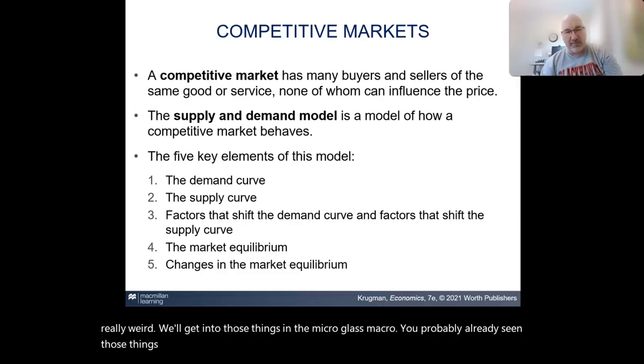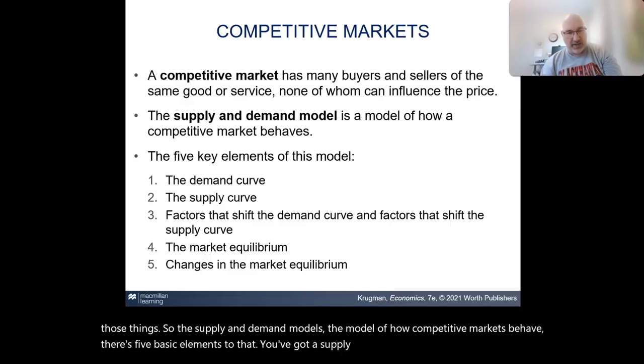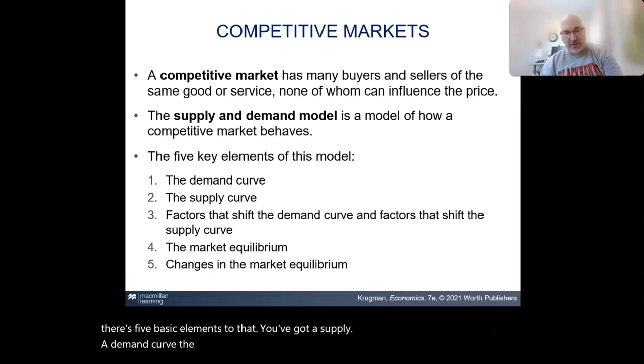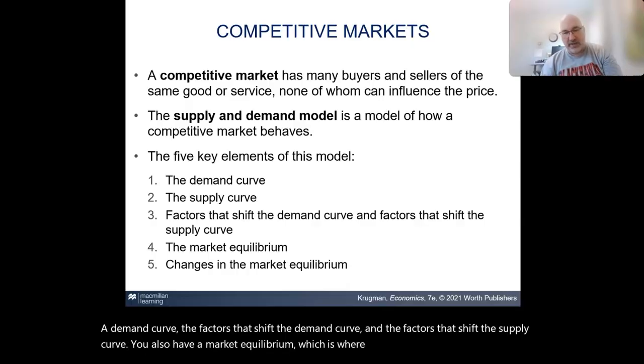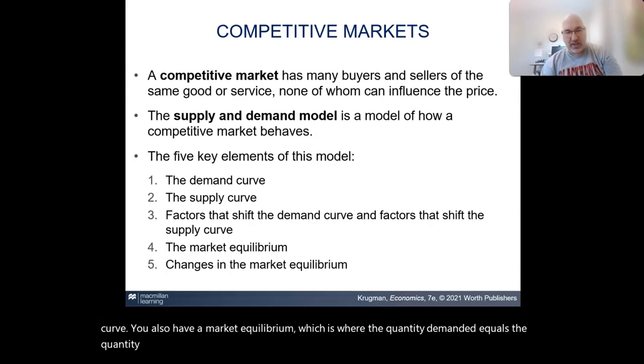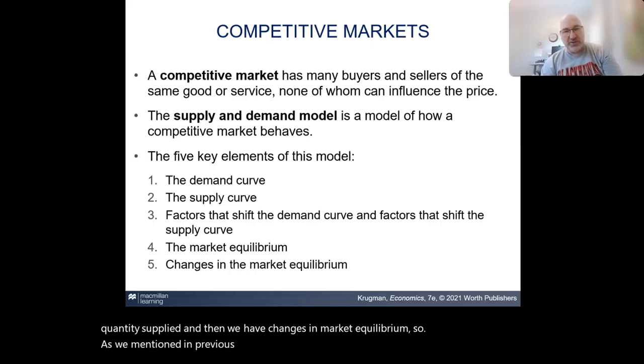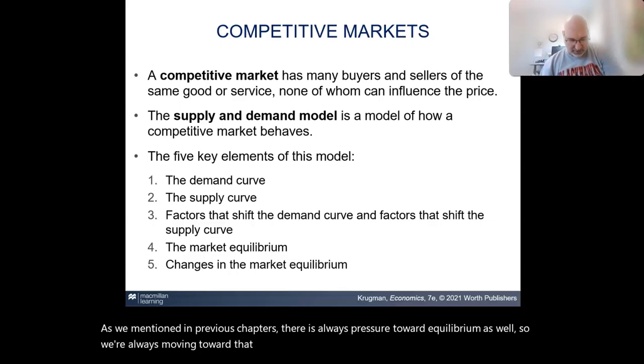The supply and demand model is the model of how competitive markets behave. There are five basic elements to that. You've got a supply curve, a demand curve, the factors that shift the demand curve, and the factors that shift the supply curve. You also have a market equilibrium, which is where the quantity demanded equals the quantity supplied. And then we have changes in market equilibrium. As we mentioned in previous chapters, there is always pressure toward equilibrium as well. So, we're always moving toward that equilibrium. Just note that.